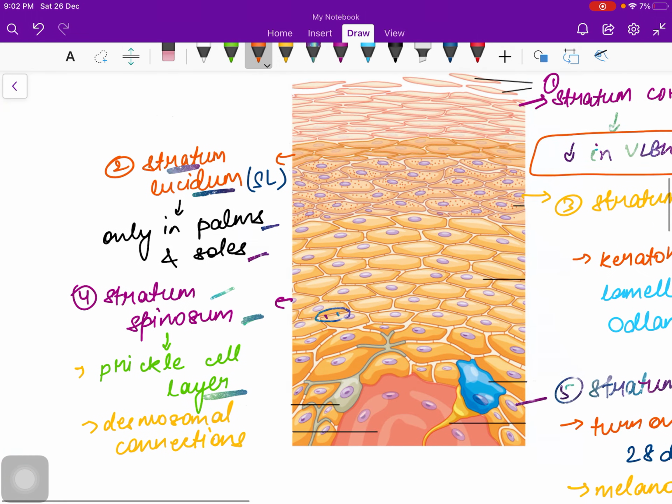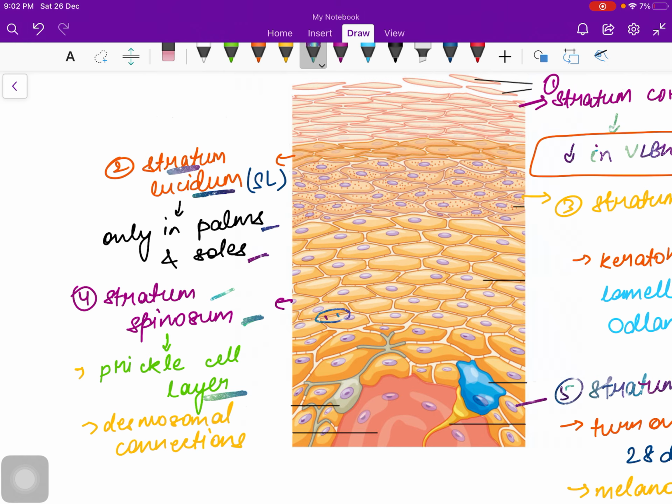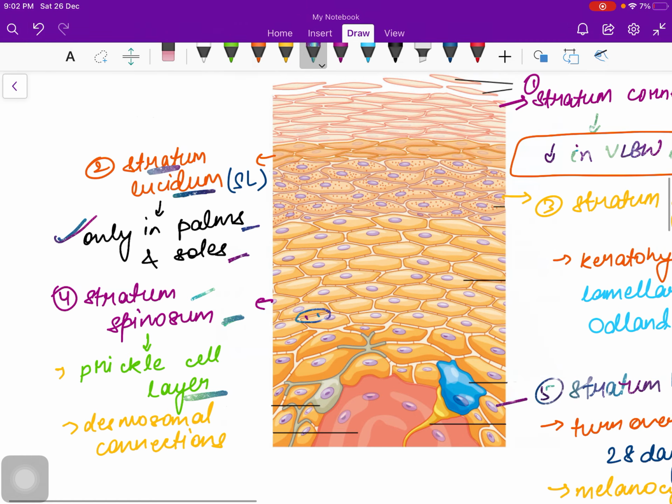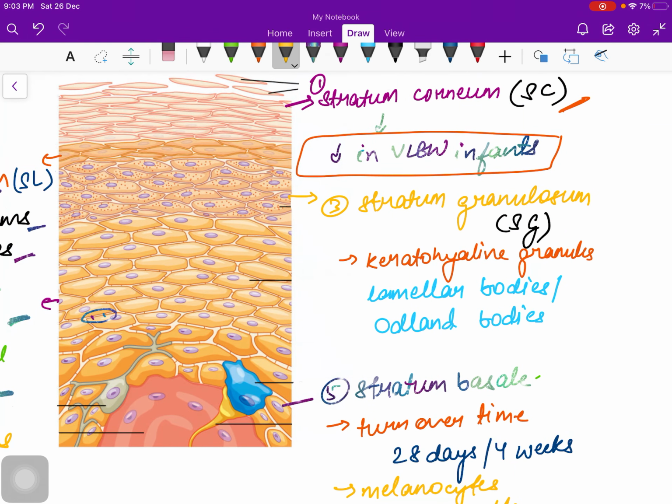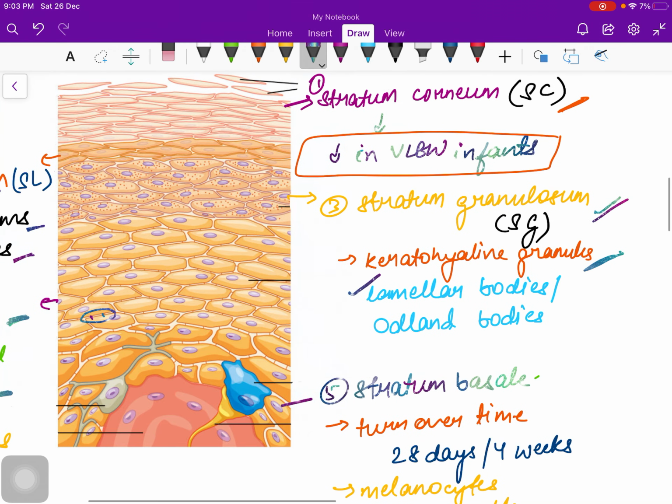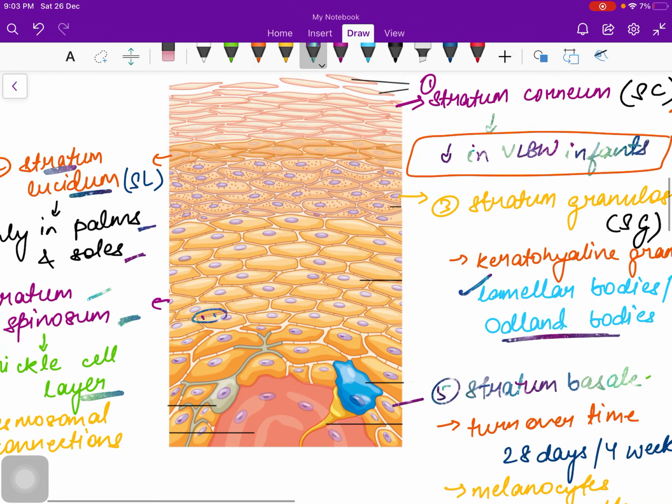Below this is the layer known as stratum lucidum. It is present in only palms and soles and not anywhere else. Then comes the stratum granulosum. As the name suggests, it has been named because of the presence of keratohyalin granules. Also, lamellar bodies or Odland bodies are present in stratum granulosum.